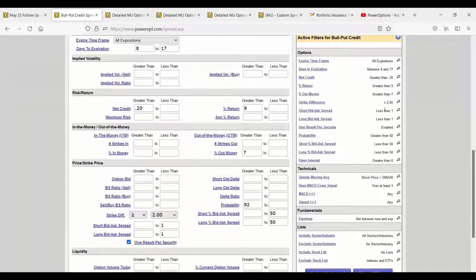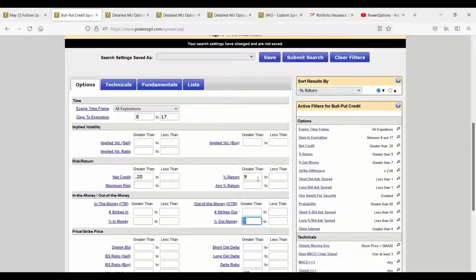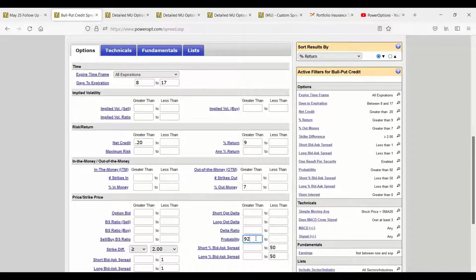You see, we've got all this other criteria that has to match here, including strike difference, stock above the SMA 20, positive MACD over the last 3 days, avoiding earnings between now and expiration, which I always recommend with any type of credit spread, of course, bear or bull, even debit spreads. But if you had a very specific criteria that you wanted to use for the delta ratio, the short option delta, the probability, the range out of the money, you might want to hit clear filters, start a search from scratch with just the basics for expiration time frame, desired return, in this case for the spread, probability, of course, minimum net credit. Run that search and then start filtering down the results afterwards.